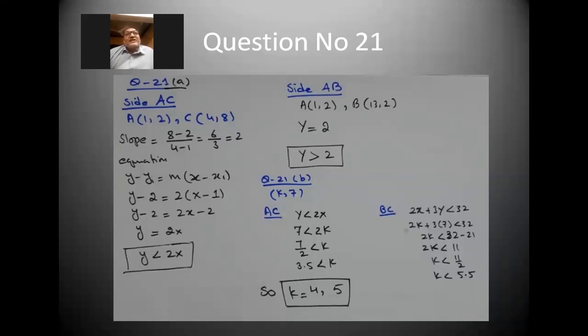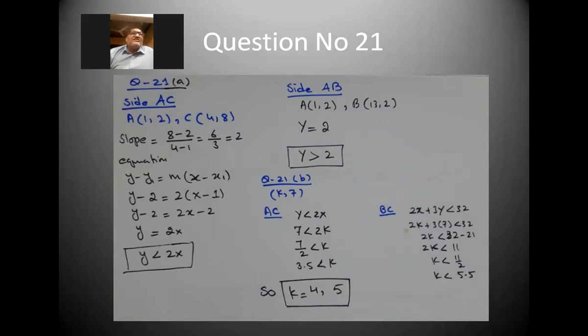So the AC inequality says y is less than 2x. So put (k, 7) in this inequality. You will have 7 less than 2k. The 2 will come to the other side, so 7 divided by 2 is less than k. So 3.5 is less than k. It means k's value is more than 3.5.